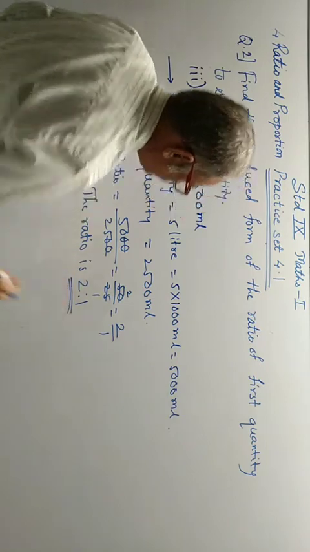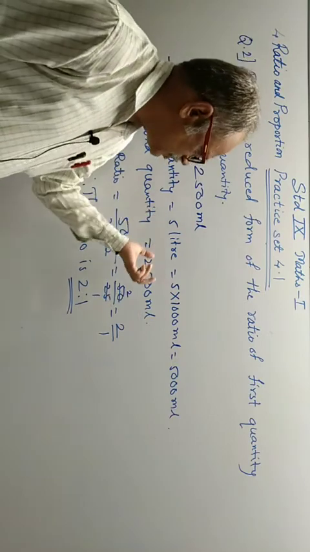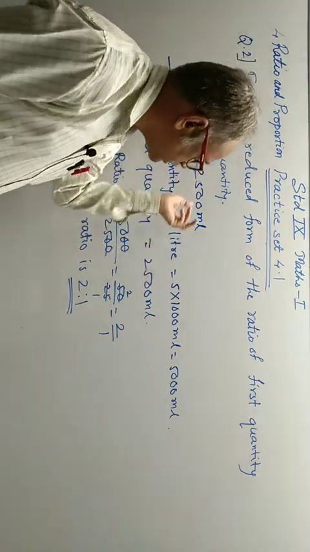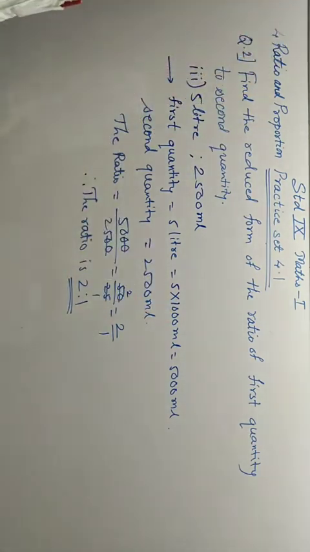What is done? Liter is converted into ml, and ml was kept in ml. We have to convert to the smaller unit by multiplying by the required number, and then take the ratio. Write it.